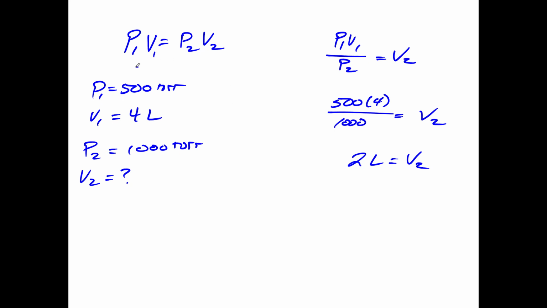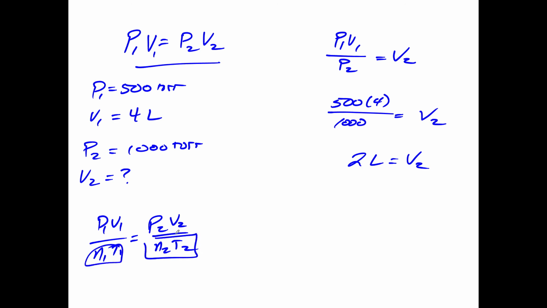Now, how do I get this, you may ask? Well, if I use the ideal gas law, P1 V1 over n1 T1 is equal to P2 V2 over n2 T2. This is constant. So if I multiply both sides by n2 T2, they're going to go away. So all I have is this. This is what we mean by how strong this equation is. If they're constant, we don't have to worry about it.